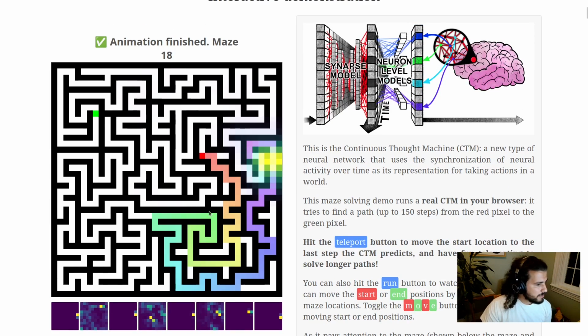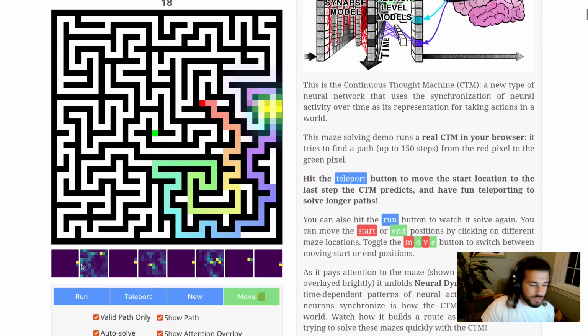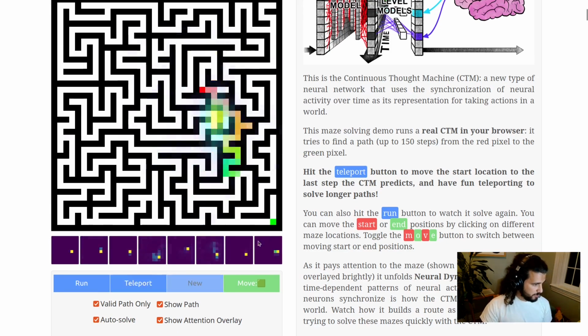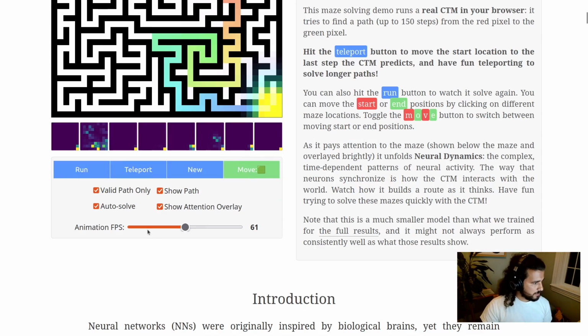And like you can test it out here. So let's say if I want to move, let's say the green one, the graph that you see over here are like the attention heads and what are they focusing on. So that's the basic idea of it. This one I think it's gonna be a bit hard. So let's say we put it here. You see how we can make it slower.